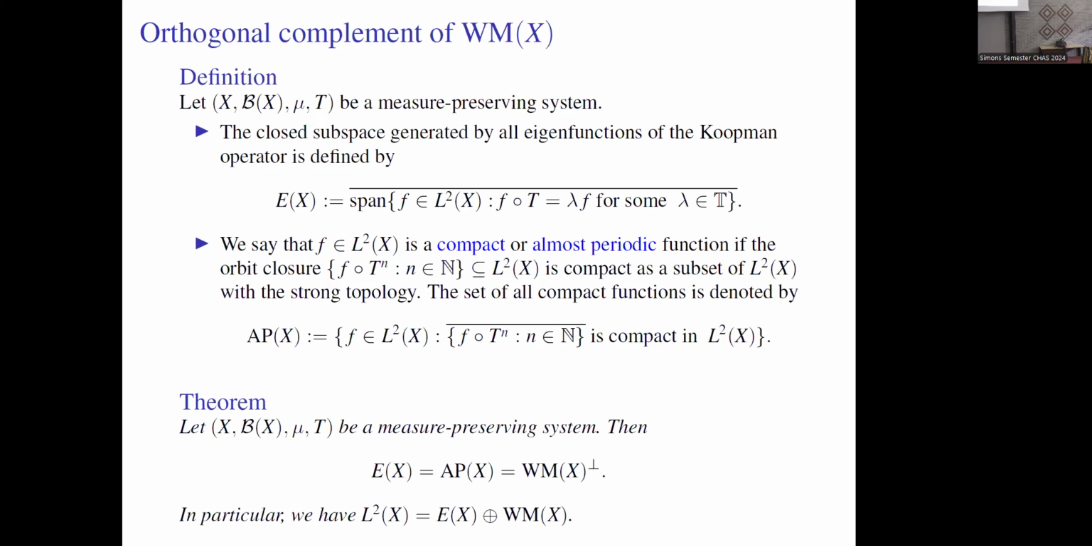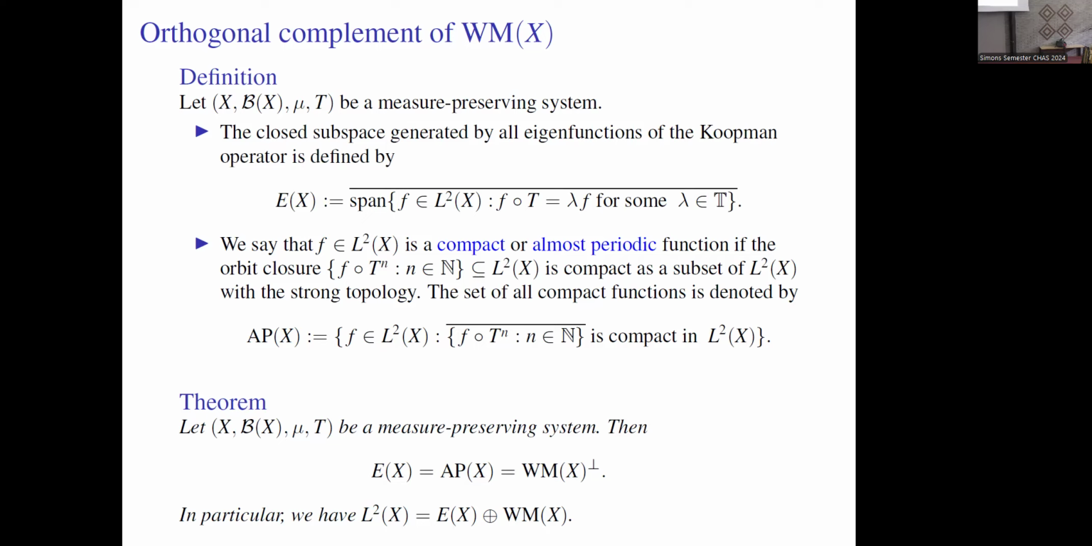So, okay, here we have to understand what happens with these averages on the orthogonal complement of the weakly mixing functions. And the orthogonal complement, of course, makes sense because this is a closed subset of L2. So therefore, we know that the limit exists, but we would like to have a more precise description of this. And here this description is available, and for this purpose, we have to introduce two new concepts.